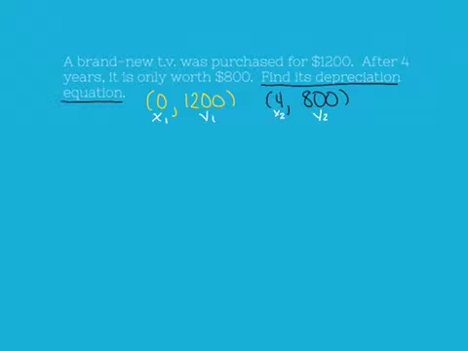So the first thing that we need to do is just find the slope of the line. So m is equal to 800 (y2) minus 1200 (y1) over x2 minus x1. So 800 minus 1200 is -400 divided by 4, which we can simplify to be -100. So what this means, our rate of change, is that the value of the TV is going down by $100 per year. That's what depreciation means. So we have our slope.